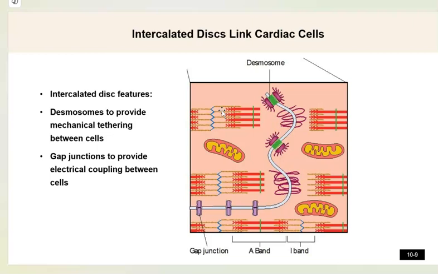Cardiac cell junctions at the intercalated discs include the desmosomes, which are mechanical links between the cells, and the gap junctions, which are electrical links between the cells, as we can see here. So when you're talking about the intercalated disc, we want to know that there are the desmosomes to provide the mechanical tethering, but then we also have the gap junctions to provide the electrical coupling between the cells, so the signals can be passed along the different cells.